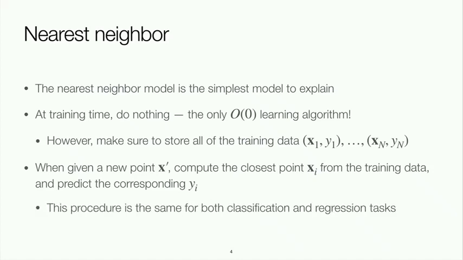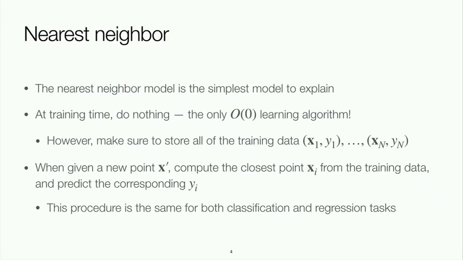And this procedure applies for both classification and regression, right? So if yi is some discrete label, then we just return that label as our prediction. And if yi is some real value target, we again just return that value as our prediction. And this is literally all nearest neighbor is doing.